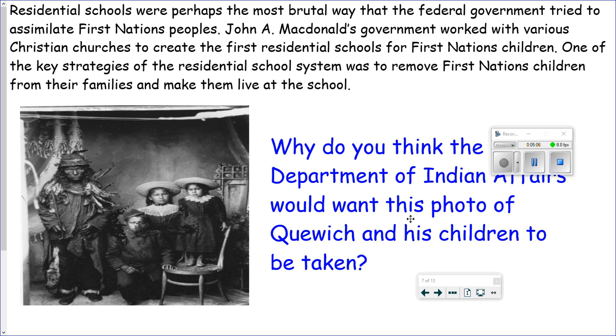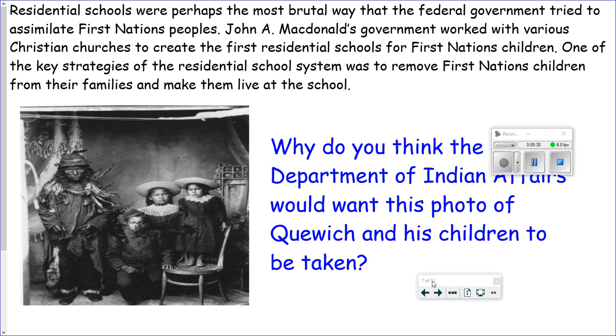I just want you to take a close look at this picture here. My question is, why do you think the Department of Indian Affairs would want this photo of Pewich and his children to be taken? So I want you to put the video on pause and just consider how differently Pewich is dressed from his children. So take the time to write down your thoughts on this photograph and then we'll continue.